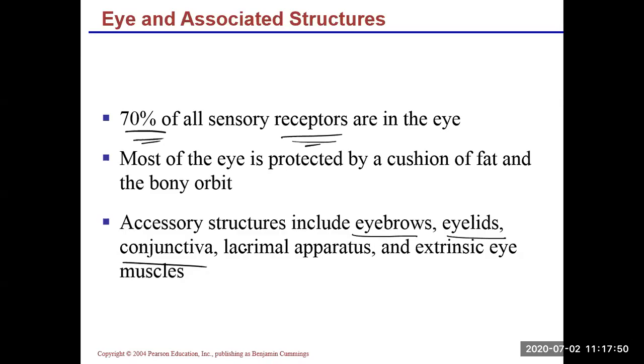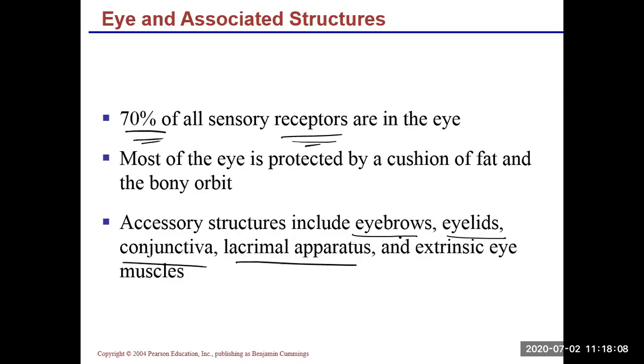Conjunctiva is a connective tissue, a layer that prevents microbes from entering and causing problems. The lacrimal apparatus produces tears, which constantly wash and moisten your eyes so there won't be any irritation, and if there is anything there, it could help to bring it out.